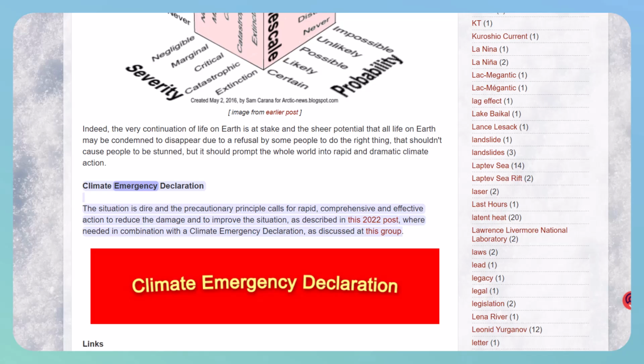Climate emergency declaration. The situation is dire and the precautionary principle calls for rapid, comprehensive, and effective action to reduce the damage and to improve the situation, as described in this 2022 post, where needed in combination with the climate emergency declaration, as discussed at this group.